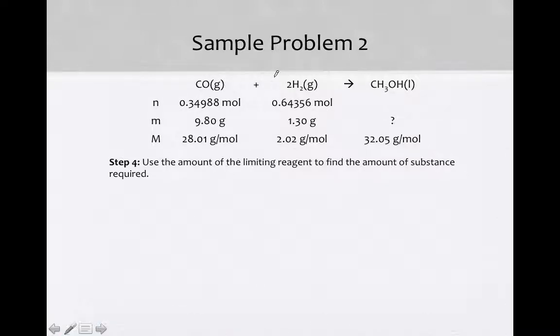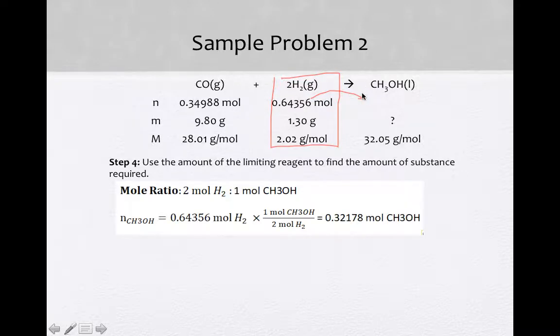So in here, since hydrogen was our limiting reagent, we're going to use that to work our way over to solve for the amount of methanol that's going to be generated. And we're using mole ratios to do that. So we have 2 moles of hydrogen to 1 mole of methanol. So we're solving for the amount of methanol. We're taking 0.64356 moles of hydrogen, and we're multiplying by 1 mole of methanol divided by 2 moles of H2. And that gives us 0.32178 moles of methanol that would be generated during this reaction.